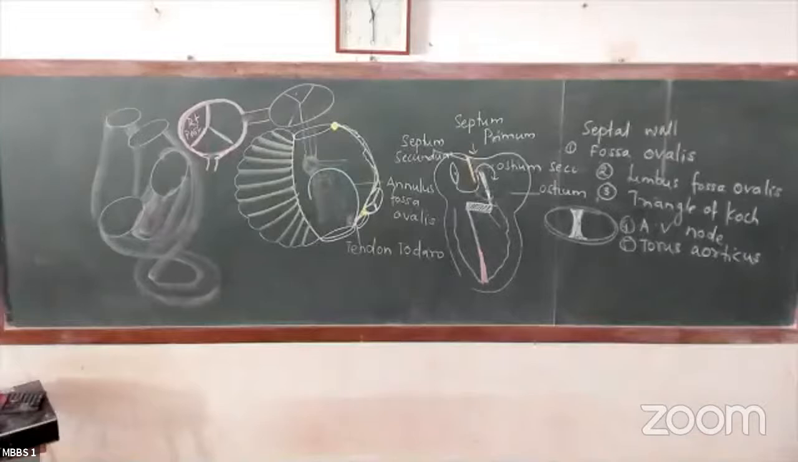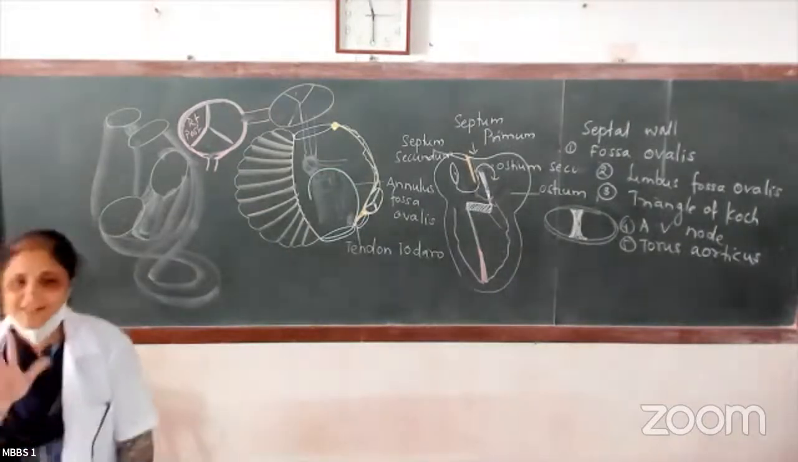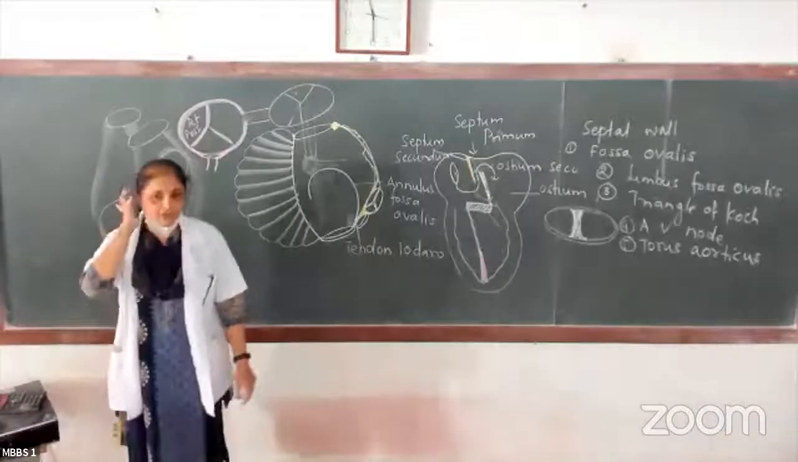Okay, that is the tetralogy of Fallot. That is a short note. Interatrial septal defects are a short note. Interventricular septal defect is a short note. Okay, everything is important here, as a short note or a full question.